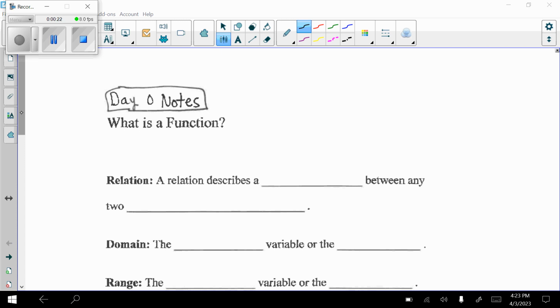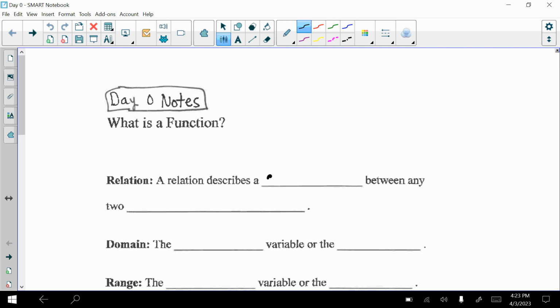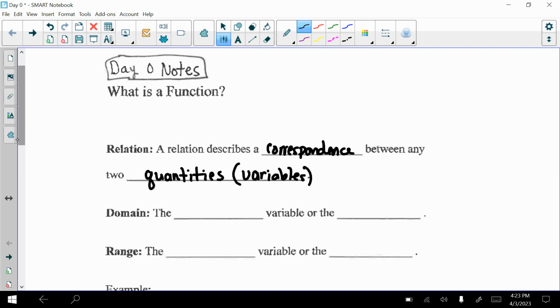A relation describes a correspondence between any two quantities. And for our quantities, we're going to use what we call variables. Okay, so the domain of a relation is the input variable, or the x-coordinate.